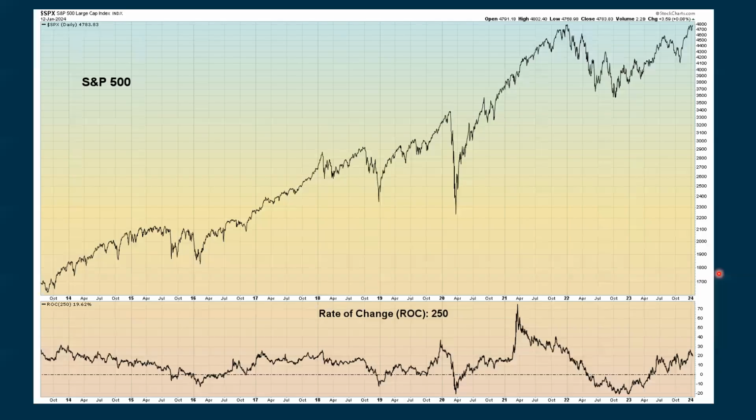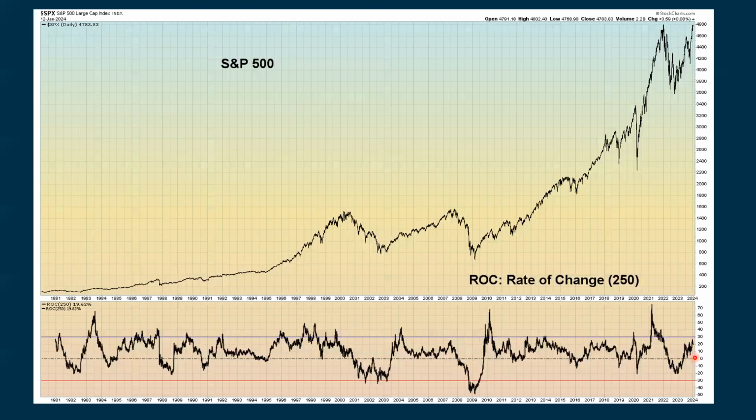Then some rate of change charts. I use these for information purposes. We look at Friday's close and then go back 250 periods. This has actually been coming down a little bit lately. When it's going up, that just means the longer term trend is up. Here's a longer term look at that same chart going back to 1980, where it has been declining recently.